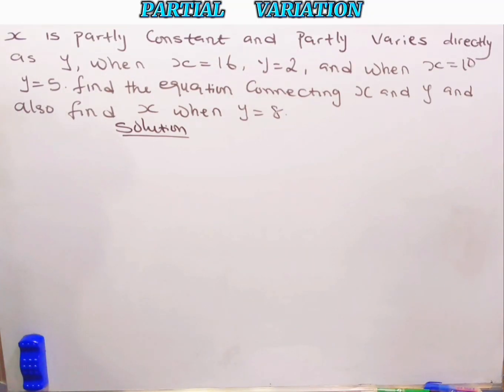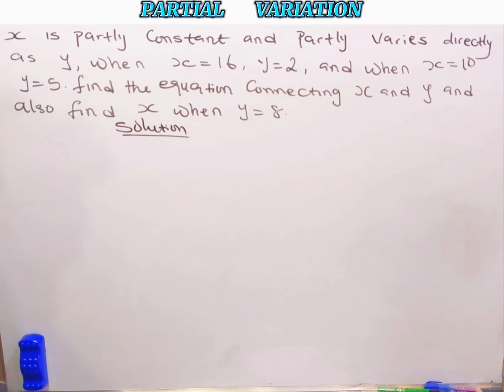x is partly constant and partly varies directly as y. When x is equal to 16, y is equal to 2. And when x is equal to 10, y is equal to 5. Find the equation connecting x and y, and also find x when y is equal to 8.